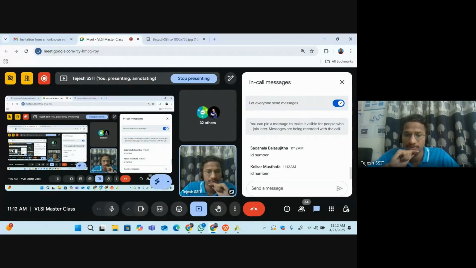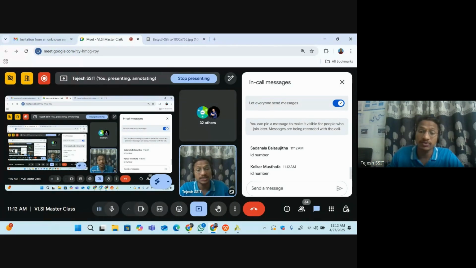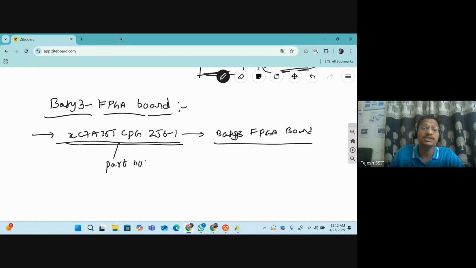That's it. They can easily identify. So that's why here also this is the FPGA's ID number. So the Vivado tool, or any kind of tool, can easily identify the FPGA board number. FPGA board, easy to identify.